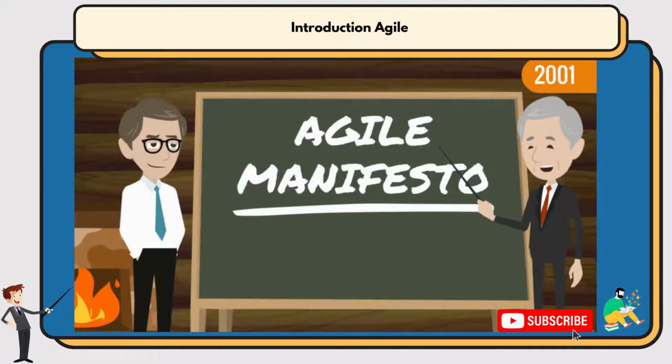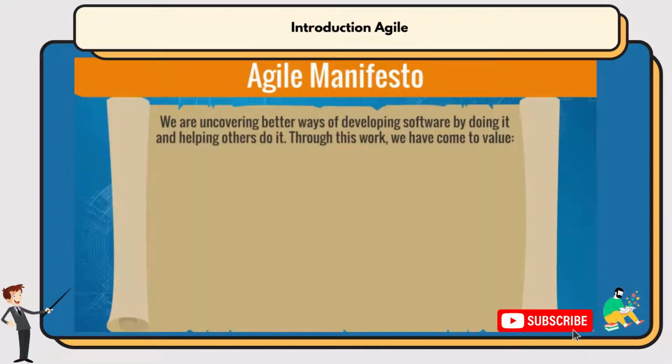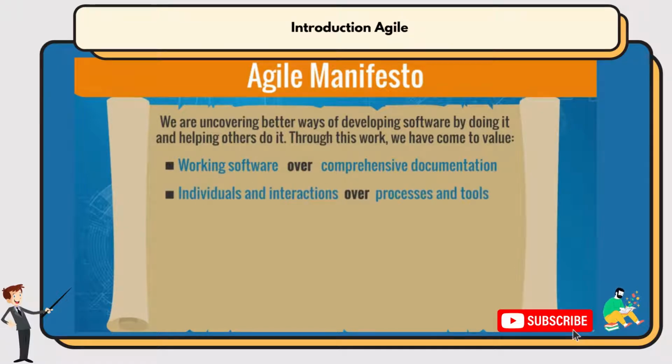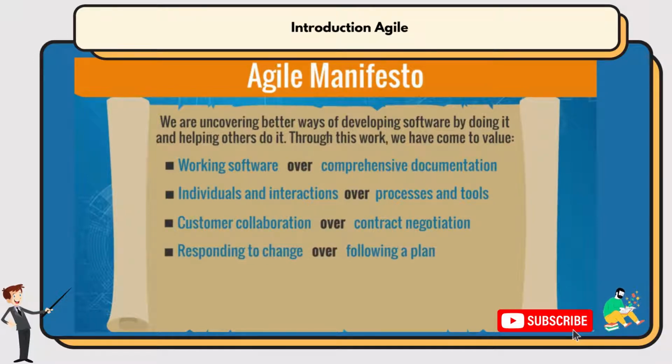Let's read it. We are uncovering better ways of developing software by doing it and helping others do it. Through this work, we have come to value working software over comprehensive documentation, individuals and interactions over processes and tools, customer collaboration over contract negotiation, responding to change over following a plan.